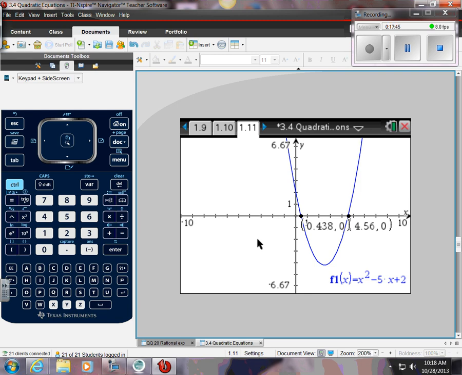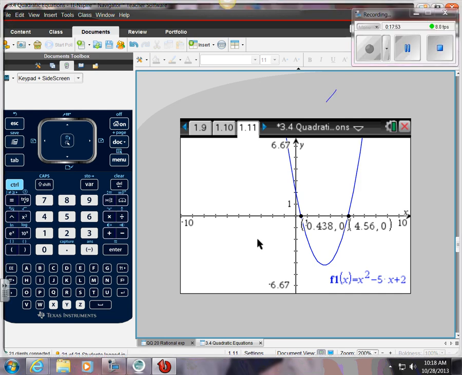You have to do it a second time. Lower bound on the left-hand side, upper bound on the right-hand side. Okay, so my solutions are now x equals 0.438 and x equals 4.56. Okay? Did you go menu, analyze? You're going to have to do it again. I'll look in a minute.